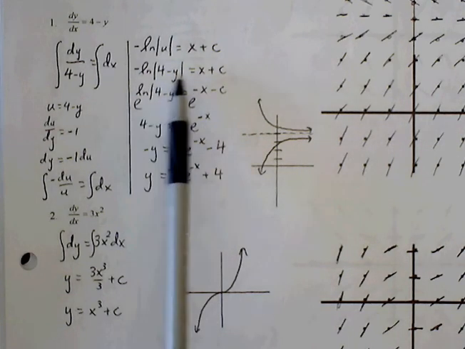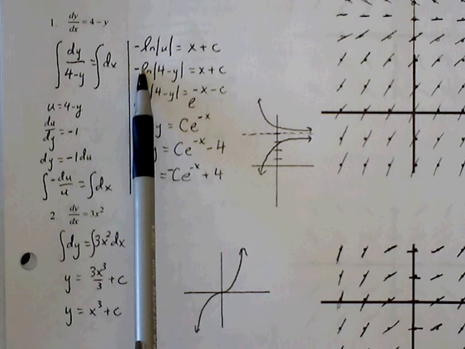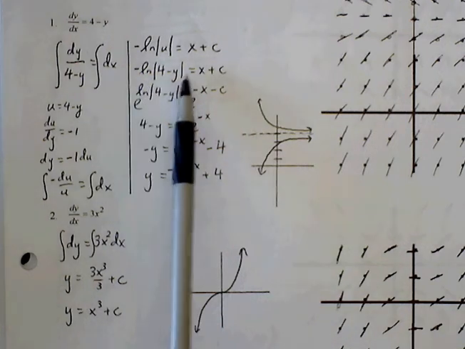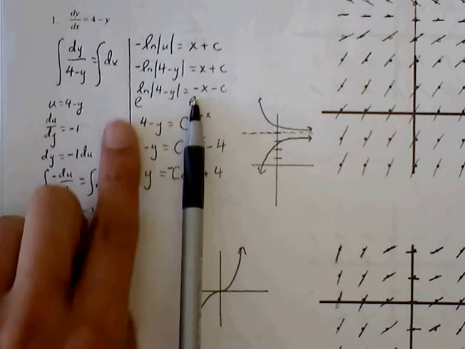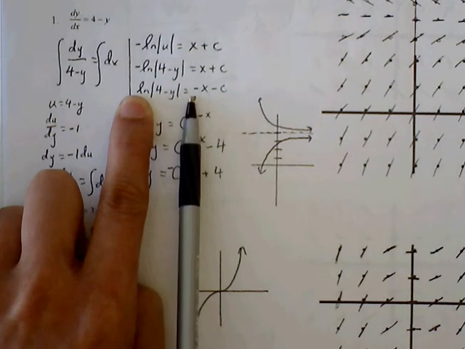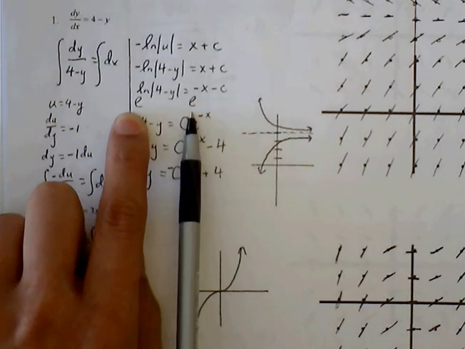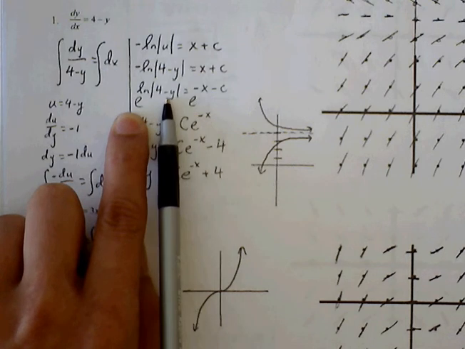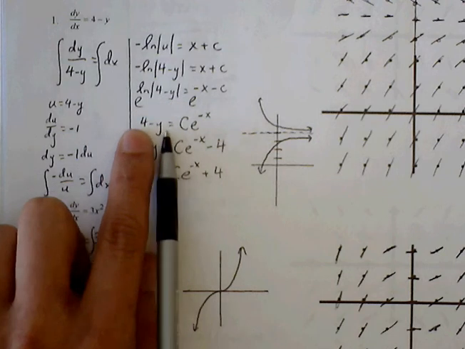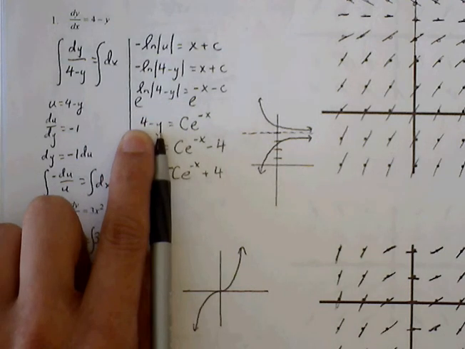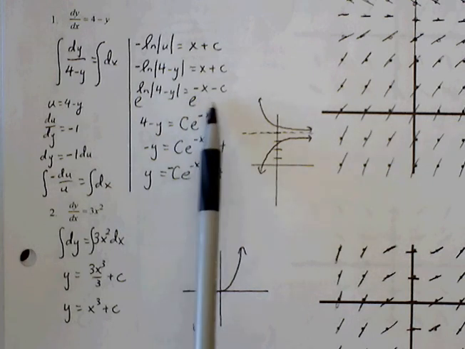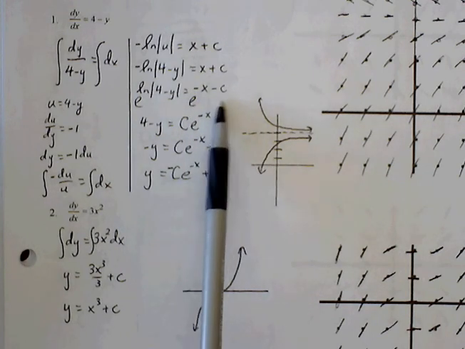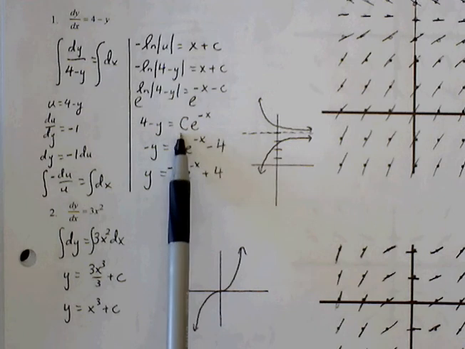We want to exponentiate both sides, but we first need to deal with this negative, so I'm going to move this negative over to the right side first. And then once I have that, now I'm going to exponentiate both sides, which will allow me to get this 4 minus y out from under this natural log function. So then I can bring down the 4 minus y. Here, this is e to negative x times e to the negative c. e to negative c is a constant, so I just pull that in front.